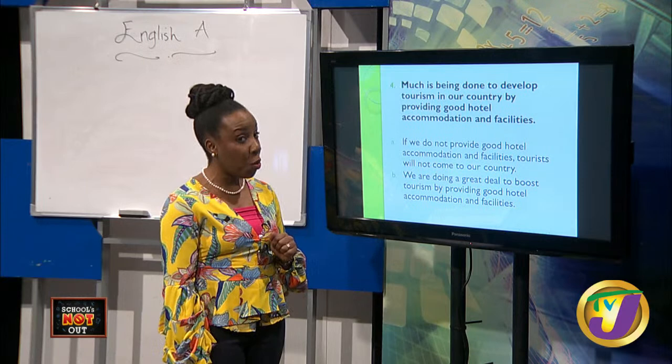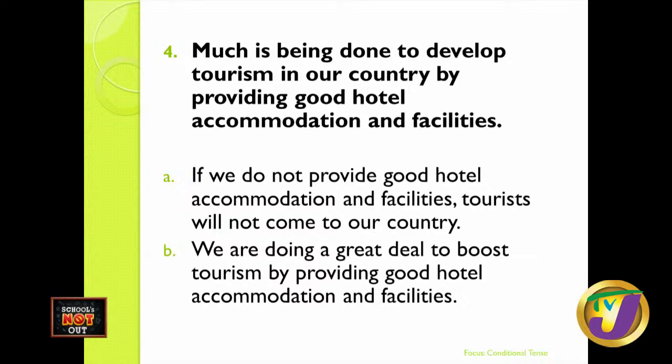A says, if we do not provide good hotel accommodation and facilities, tourists will not come to our country. What about B? We are doing a great deal to boost tourism by providing good hotel accommodation and facilities. Is the equivalent sentence A, or is it B? Read it for yourselves again. I give you a couple of seconds to think. Which one is it? A or B?